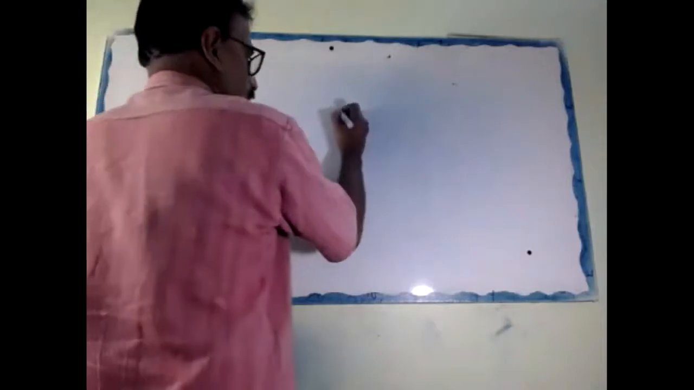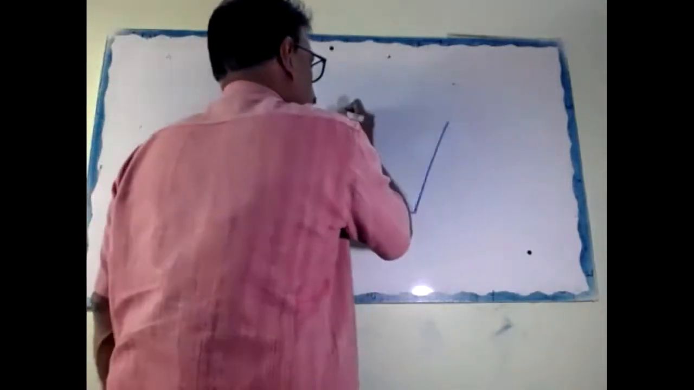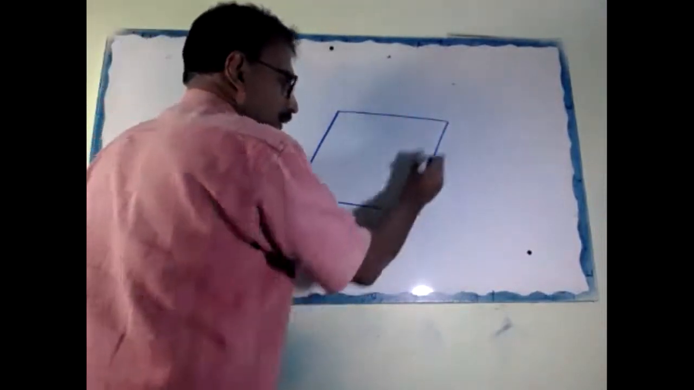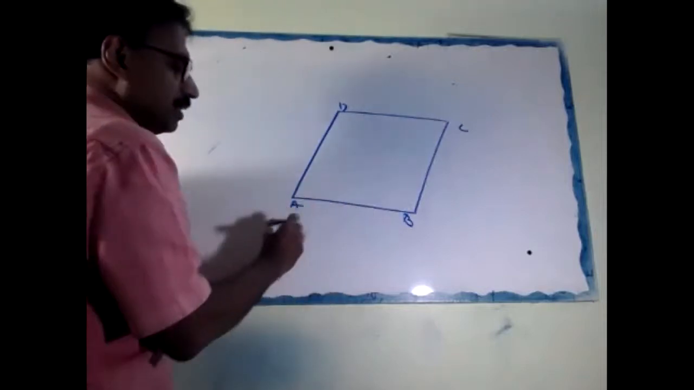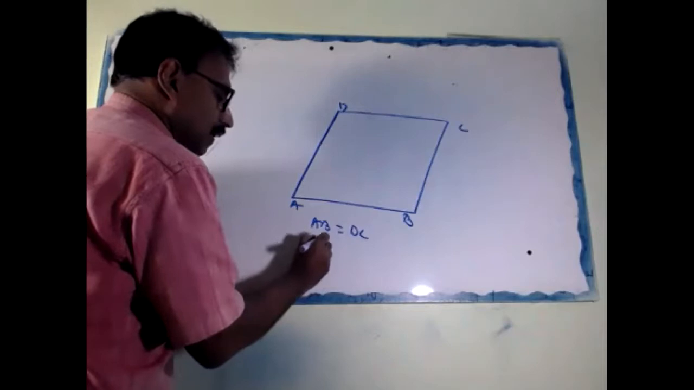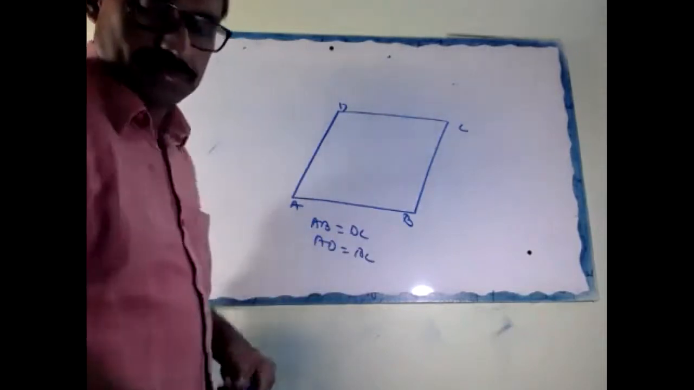So draw a parallelogram with a scale and pencil, not freehand. ABCD is a parallelogram in which AB equals DC and AD equals BC. Write this one.